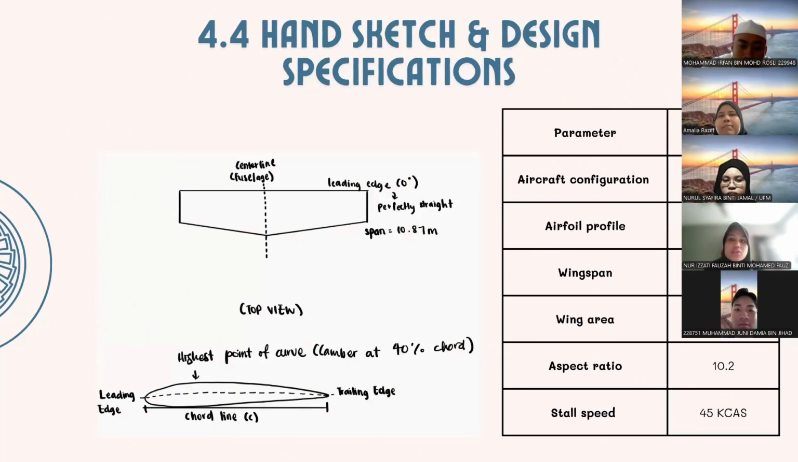So for the hand sketch and also the design specifications, as you can see, the leading edge is 0 degrees, which is perfectly straight. So also the highest point of the curve is the camber at 40% chord. That's all. Thank you.